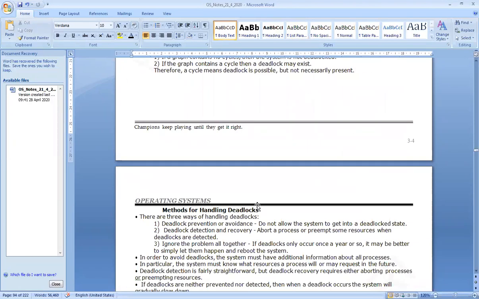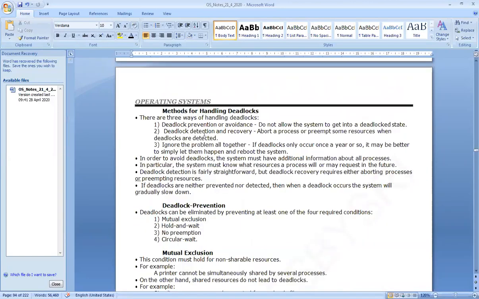Now we go for the next topic, methods for handling a deadlock. What are the different methods we use for handling a deadlock? There are three ways of handling a deadlock. One is deadlock prevention or avoidance. Clearly, we are saying prevent the deadlock situation, avoid the deadlock situation. It is a very simple solution that we can give. That is called prevention and avoidance.